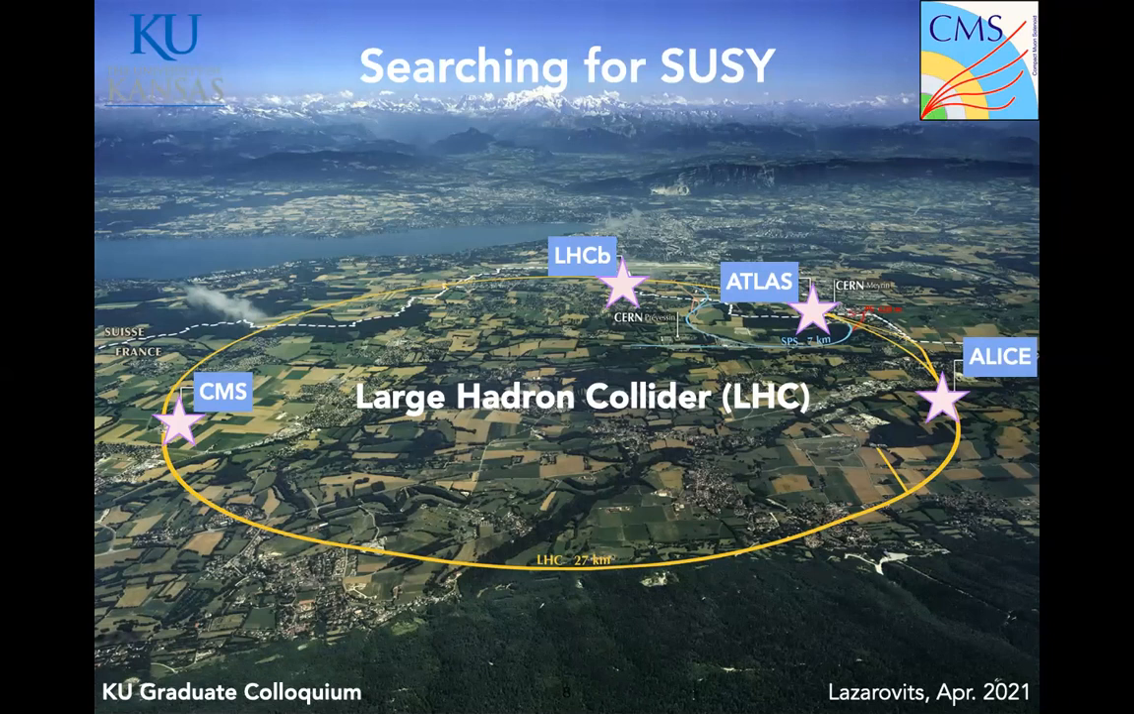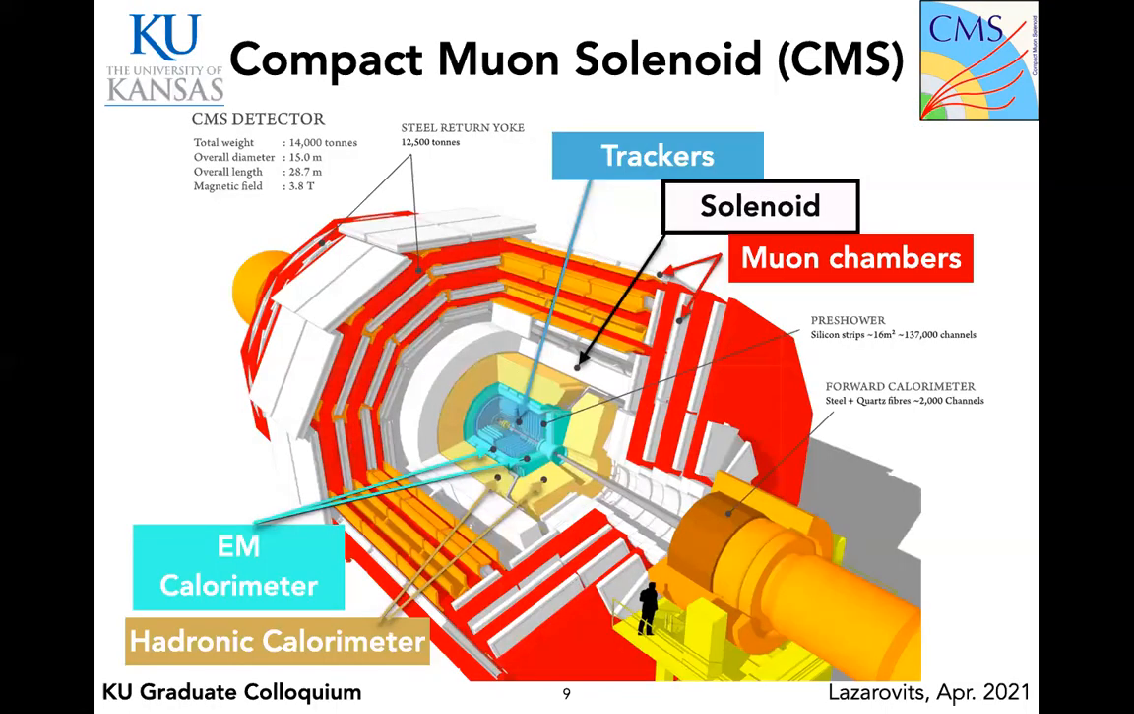And the 4 main detectors at the Large Hadron Collider are the LHCb experiment up here, the ATLAS experiment, the ALICE experiment, and then all the way across the ring we have the CMS experiment, which is the detector that we at KU work on. So much like onions or ogres, detectors have layers.